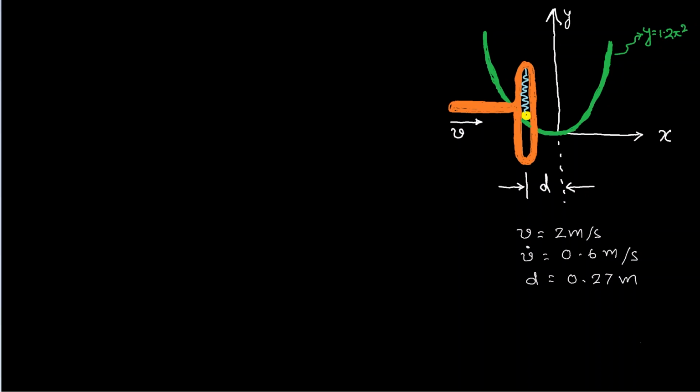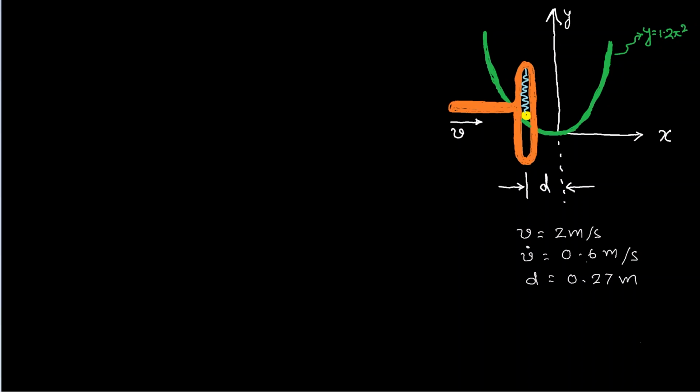And at the instant when the vertical slot of the yoke is at a distance of 0.27 meters from the y-axis in the negative x direction as shown, at that particular instant the speed of the yoke is v, which is 2 meters per second towards the positive x direction, and at the same instant the rate of change of speed of the yoke is 0.6 meters per second squared. So these are the given conditions, and we have to figure out the velocity and acceleration of the peg.